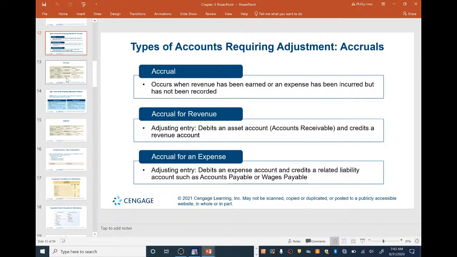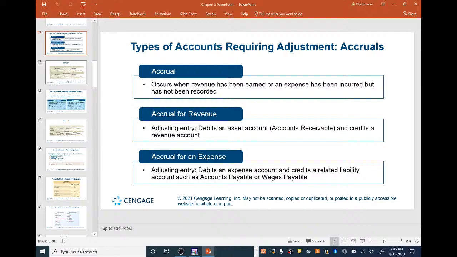Okay, accrual for revenue. Now this is where we have an adjusting entry. Debit an asset account of accounts receivable, okay? And then credit a revenue account. So at the end of the period when we accrue for the revenue, let's revert back to that electrician example. So in the month of January, he did a couple service calls. At that point in time, he hadn't accounted for it within his statements yet or within his journal. So at this point in time, he needs to make an adjusting entry.